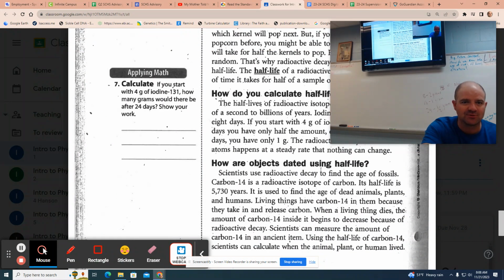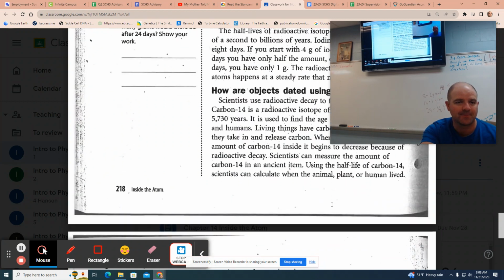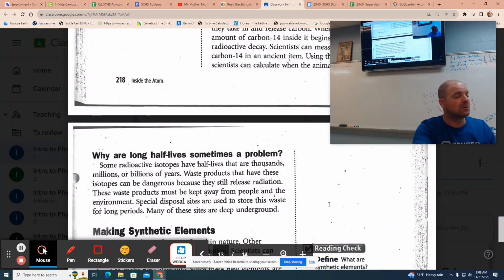How are objects dated using half-life? Scientists use, did I already read that? Yes, I did. Cool. Are we almost done? Ooh, we got plenty of time.